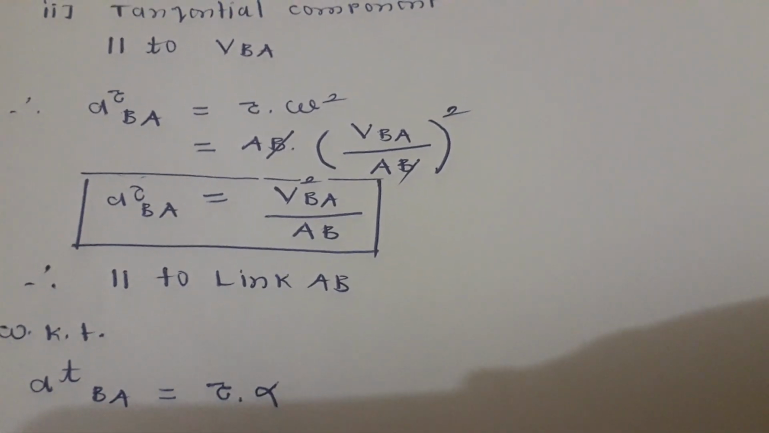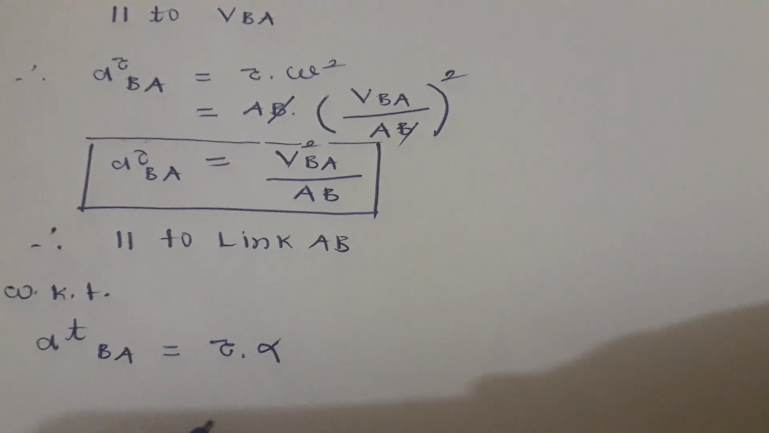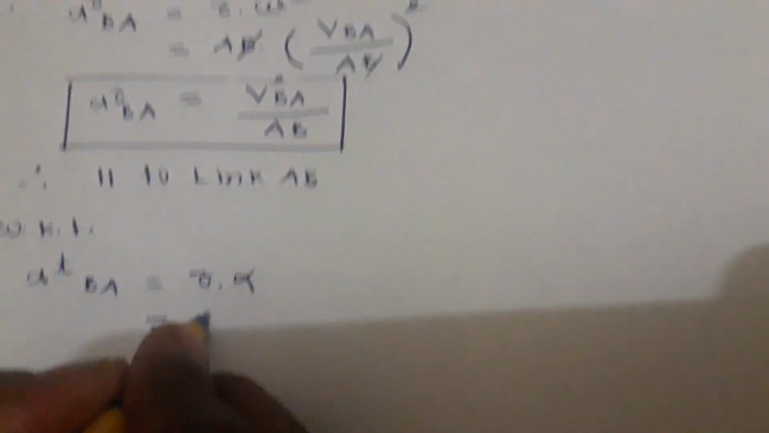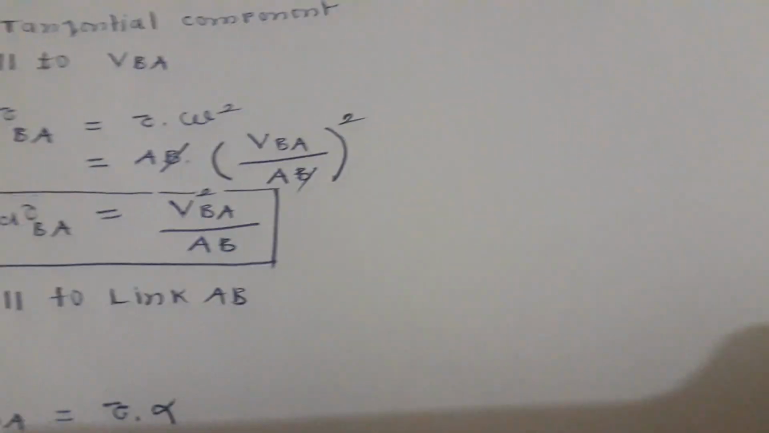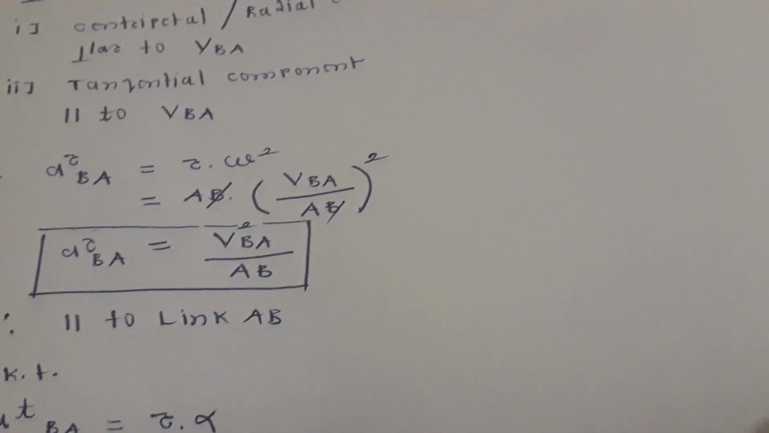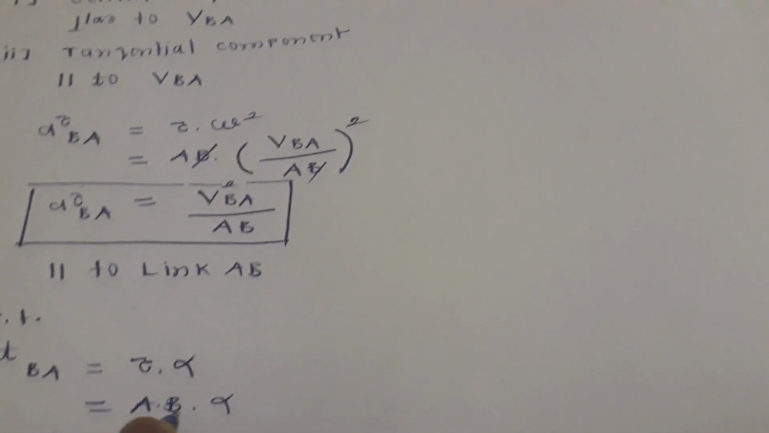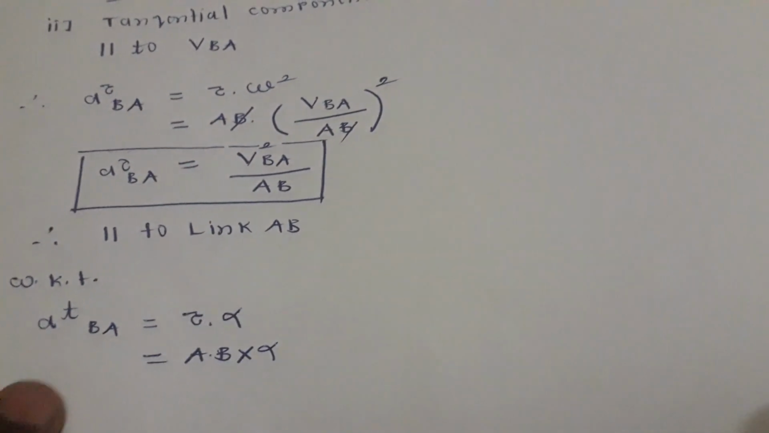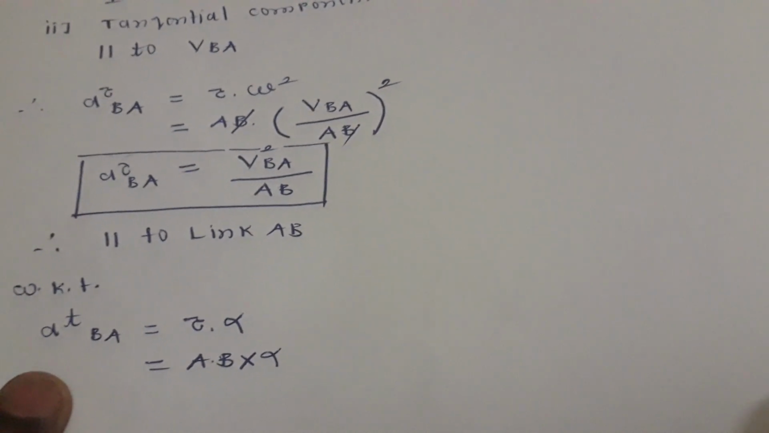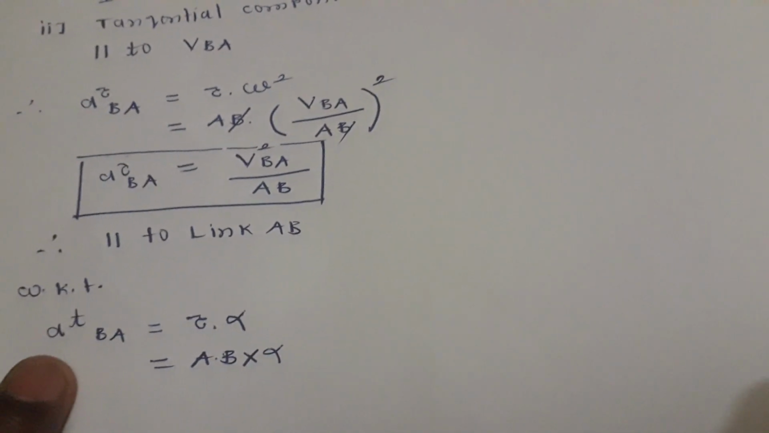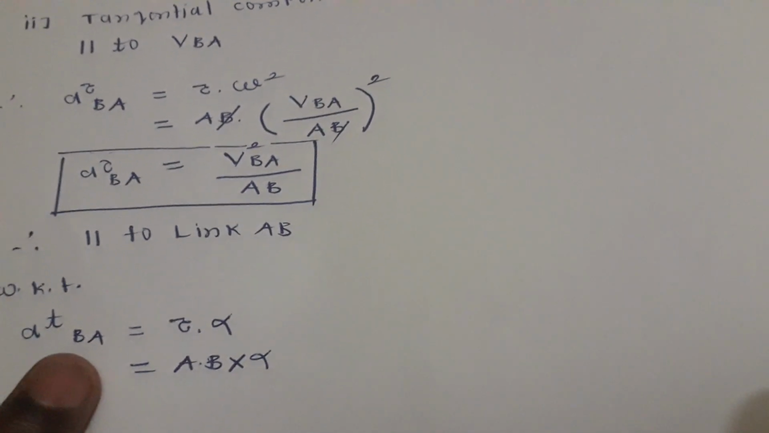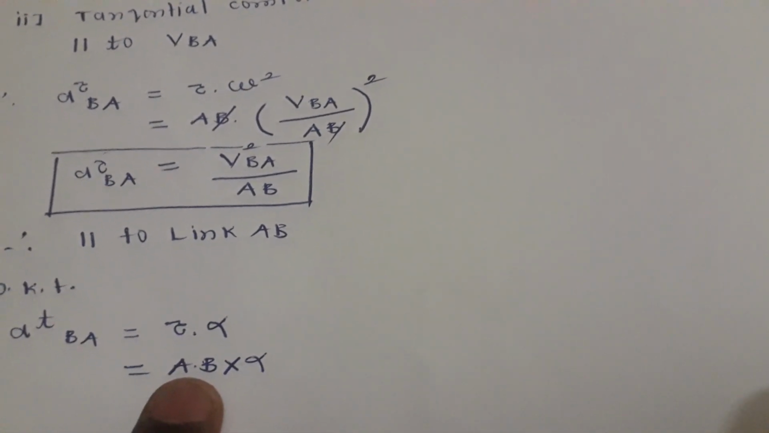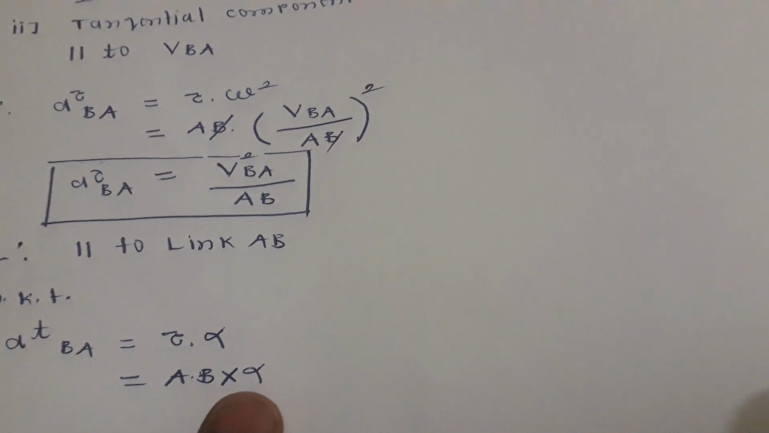So alpha is the angular acceleration. Here the r stands for the length of link AB. So AB into alpha. The product of these two gives the linear acceleration, the tangential component of acceleration of B with A, the product of the length of link AB into the angular acceleration.